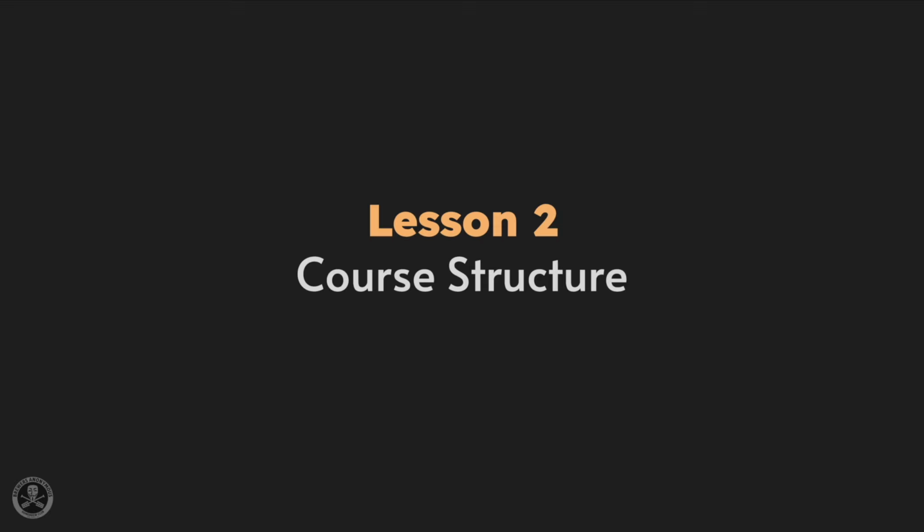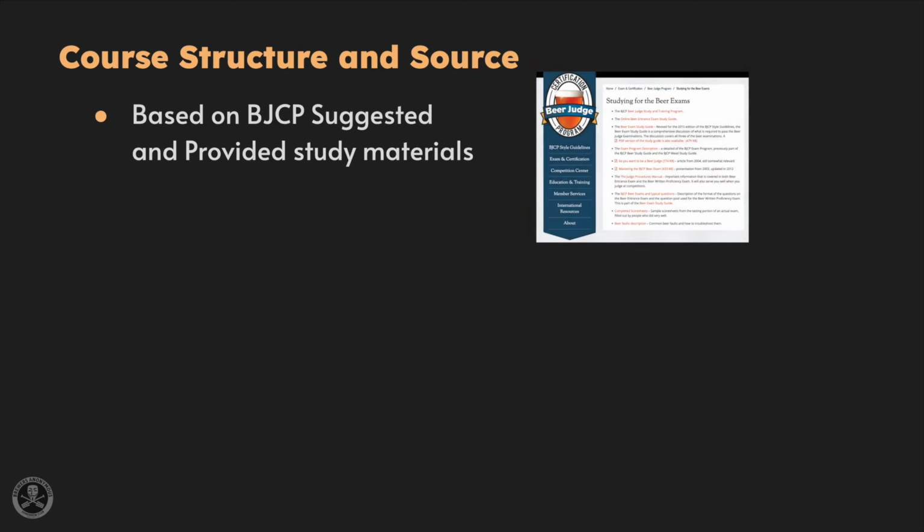So, we've got a bit to go through here, so let's start off with the course structure and specifically the source. This course is based after the BJCP suggested and provided study materials, mainly the BJCP exam study guide. Now, we don't follow it page for page, but we do cover all the information in there. In fact, if you'd like to take a look at it, a copy of the file will be on the exercise files tab of this lesson.